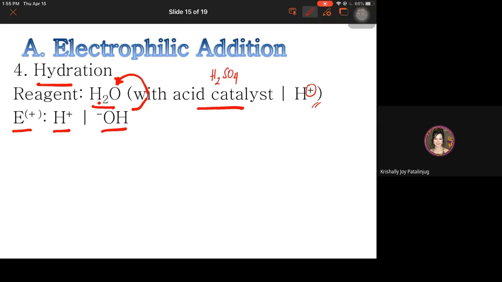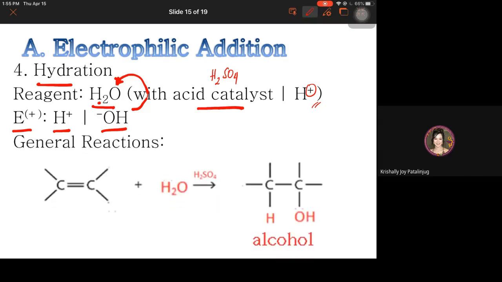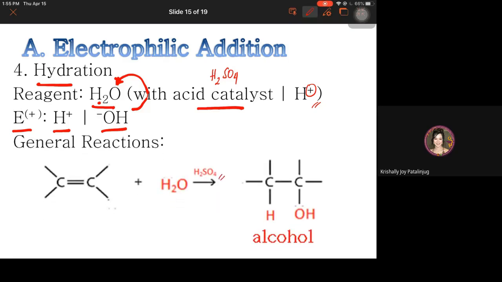Okay, so to be clear, in a hydration reaction, you will see plus H2O, then above the arrow you will see an acid in the form of sulfuric acid. That is the hydration reaction for alkenes. So this would be the general reaction. You have an alkene added with water because it is hydration, in the presence of an acid catalyst. What will happen again? What electrophile will we get? H plus and OH. Now, where do we add the H? Where do we add the OH? Follow again Markovnikov's rule.